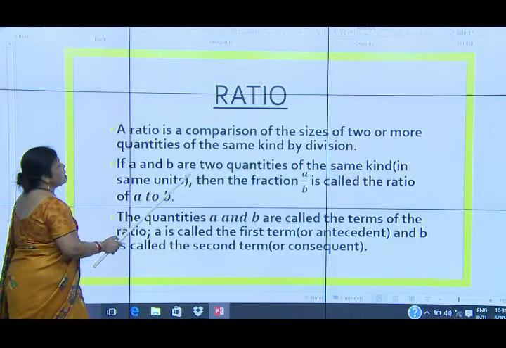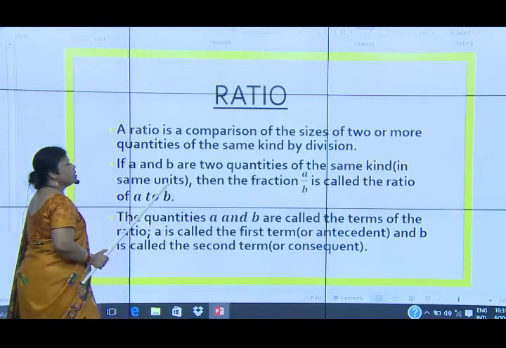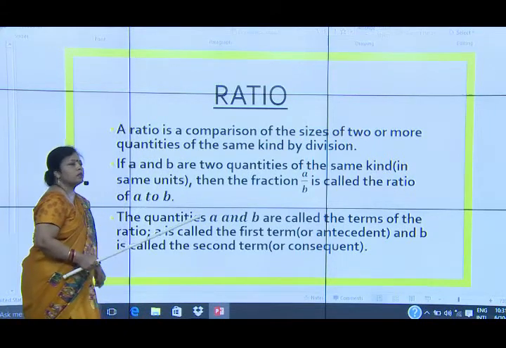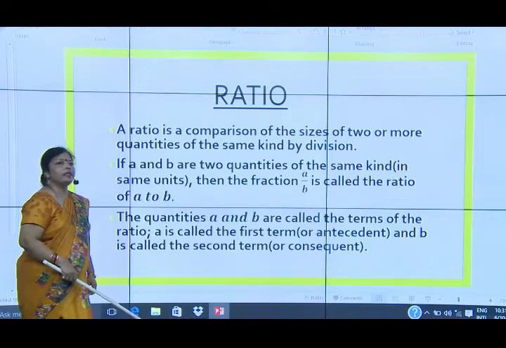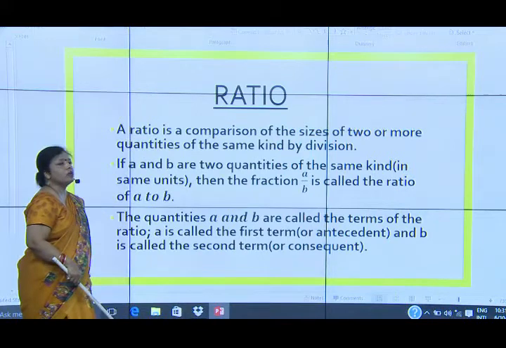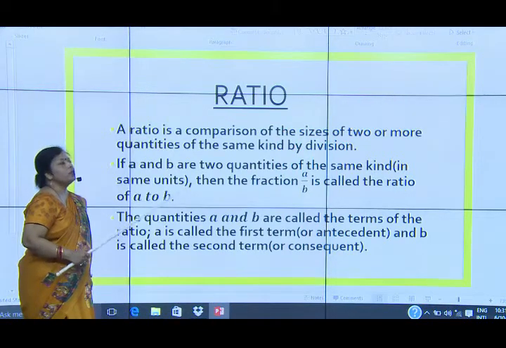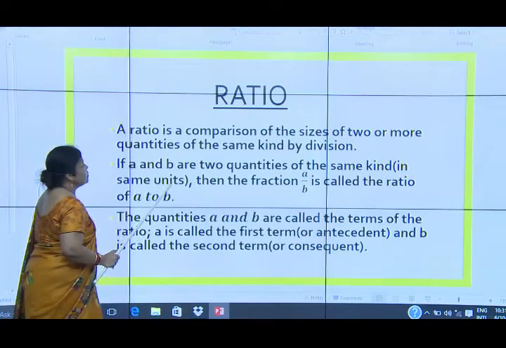If A and B are two quantities of the same kind in the same units, children, this is very important. Ratio should always be in the same unit. Suppose one value is given in kilometer and the other value is given in meter, we cannot write it in ratio form. First we have to convert both the values into the same unit, then only we can represent it in the ratio form. So this is very important, in same units.